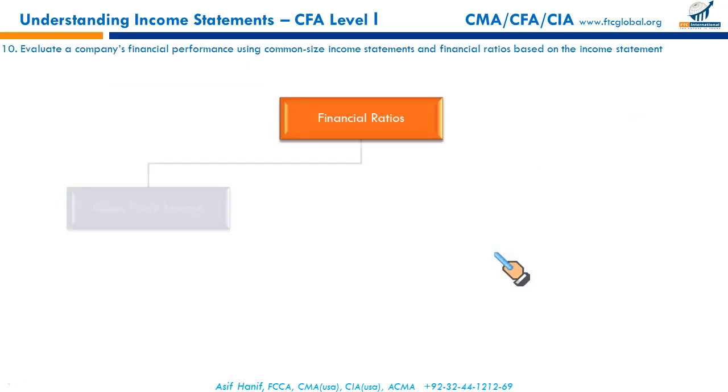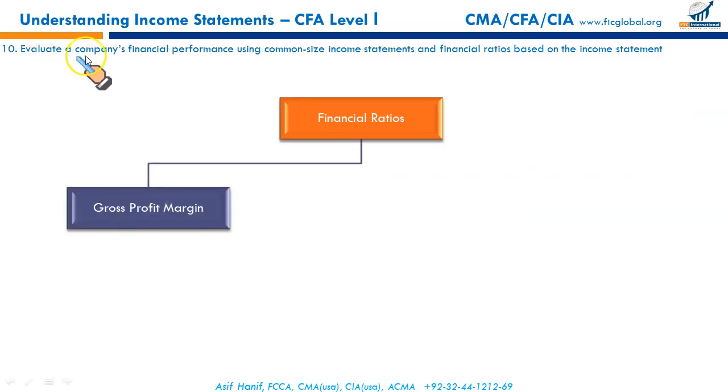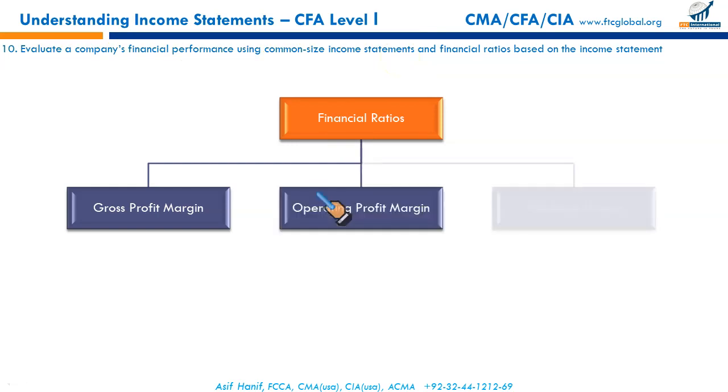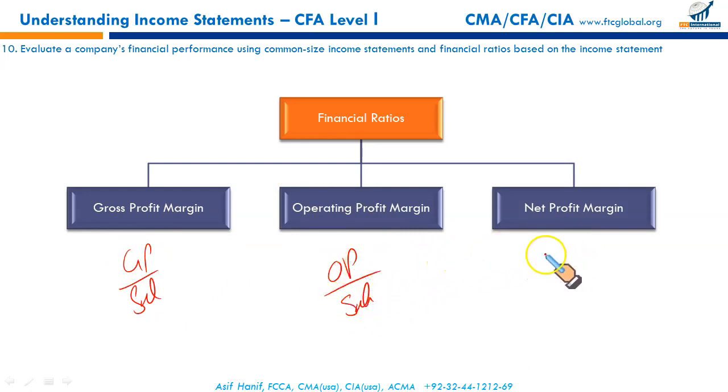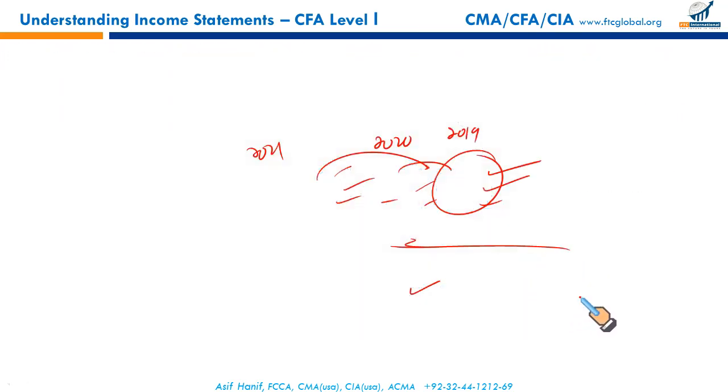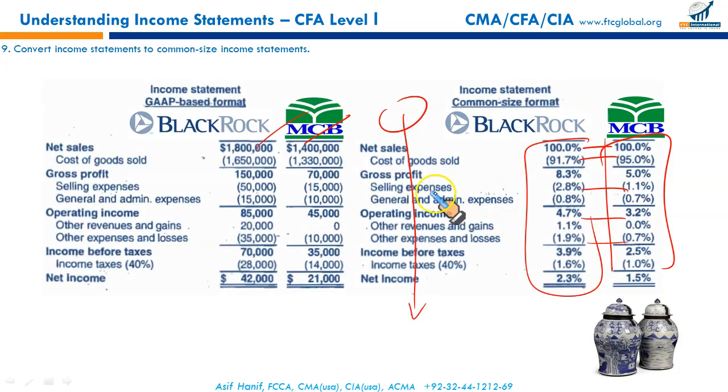Then we have: evaluate company's financial performance using common size income statement and financial ratios based on the income statement. What do we have now? The ratios. Financial ratios with regard to income statement: gross profit, operating profit and net profit. Gross profit expressed as a percentage of sales is called GP margin. Operating profit expressed as a percentage of sales is called the operating profit margin, and net profit expressed as a percentage of sales is called the net profit margin. These are the numbers given here.